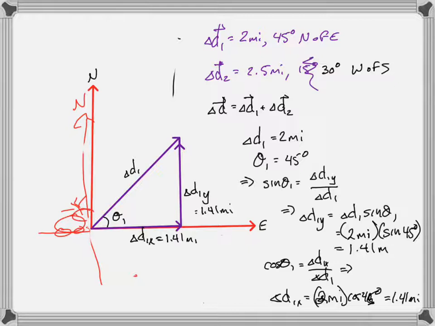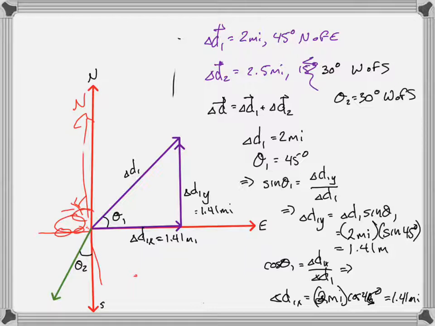Let's go ahead and find the components of delta D2, the second vector, which isn't in this picture anymore. So let's draw in the delta D2. I'll make it green. I didn't give myself enough space, so I'm going to draw it a little smaller, even though that is not to scale. We'll call this theta 2 because that's the angle that we have. It's 30 degrees west of south. That's theta 2, the angle that I drew in there.